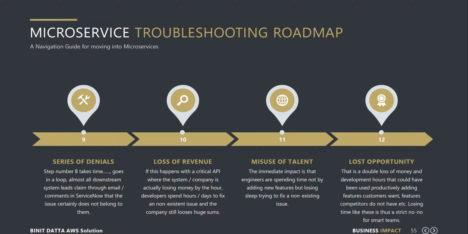Loss of revenue. If this happens with a critical API where the company is actually losing money by the hour, developers spend hours and days to fix a non-existent issue and the company still loses huge sums. This is a complete misuse of talent. The immediate impact is that engineers are spending time, maybe at night, not sleeping, not adding new features, but losing sleep trying to fix a non-existing issue.